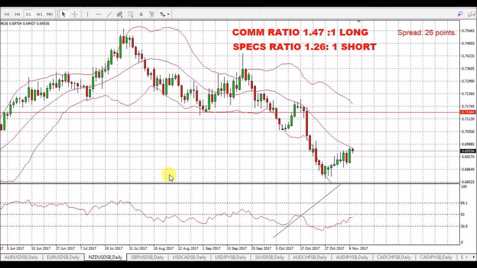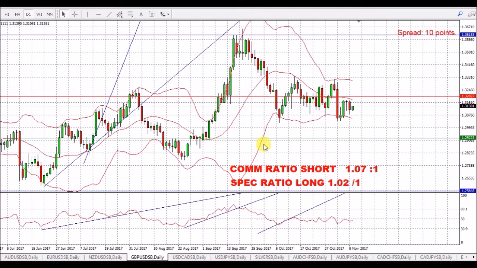New Zealand dollar, US dollar, little bit of a pullback. We saw a nice green candle come up yesterday, and I see this as a fairly decent sell, but I'll be waiting for the news out. The Commitment of Traders report tomorrow. Commercial ratio is 1.47 to 1, which is greatly reduced, and I'll be seeing how tomorrow goes.